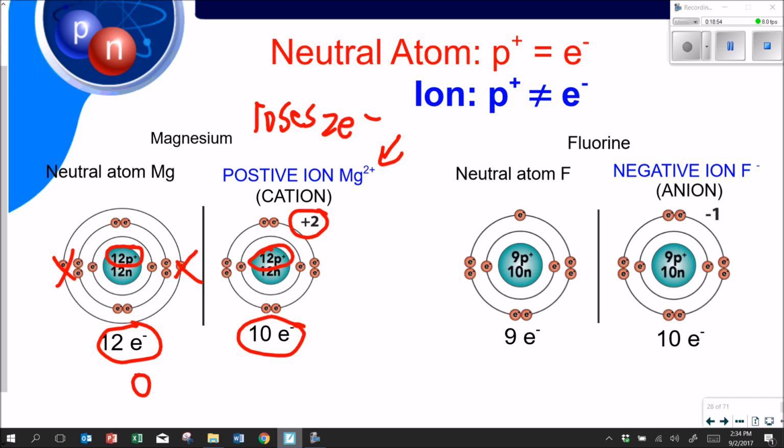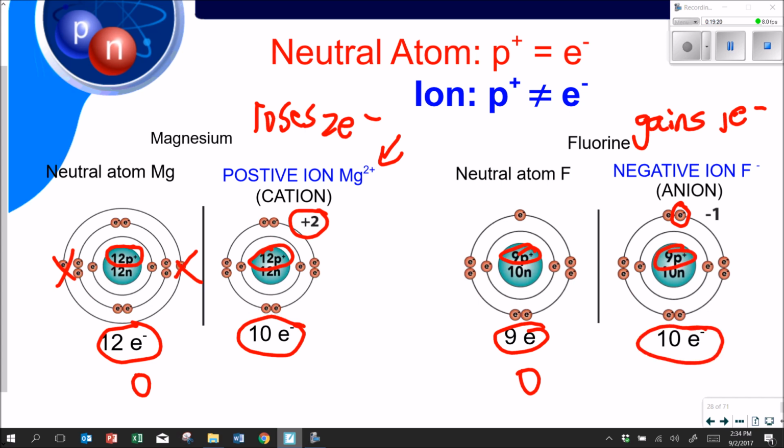Fluorine forms an ion by gaining 1 electron. Here's our neutral fluorine atom. It has 9 protons and 9 electrons. Overall charge is 0, so neutral. Fluorine gains an electron. There it is over here, an extra electron. So now we have 9 protons and 10 electrons. So we have 1 extra electron with an overall charge of -1.